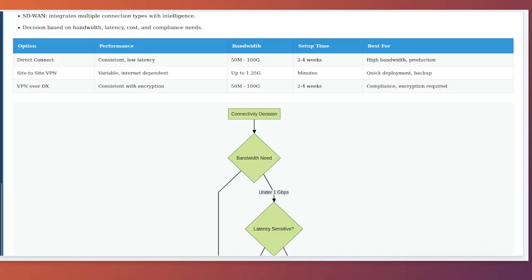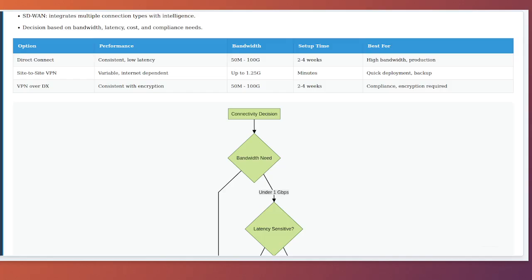For very low bandwidth requirements, say less than 100 megabits per second, and for non-latency sensitive workloads, internet-based connectivity without VPN might be sufficient. Many AWS services like S3 and DynamoDB work perfectly well over internet connections. If your use case is simply uploading files to S3 or making API calls to AWS services, the complexity and cost of Direct Connect might not be justified.